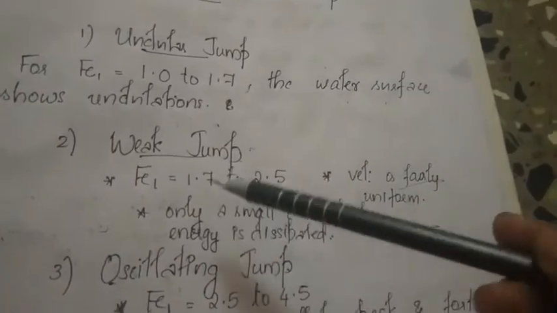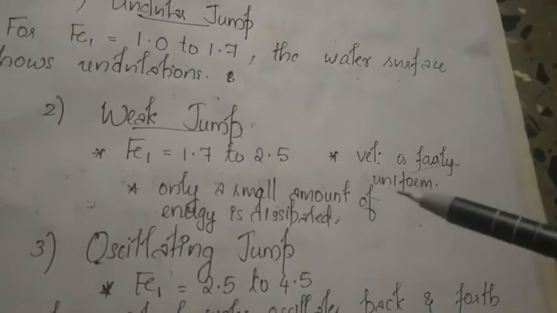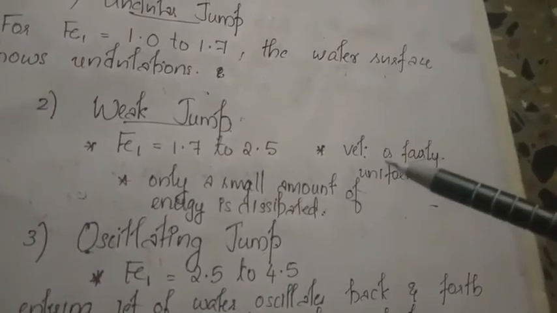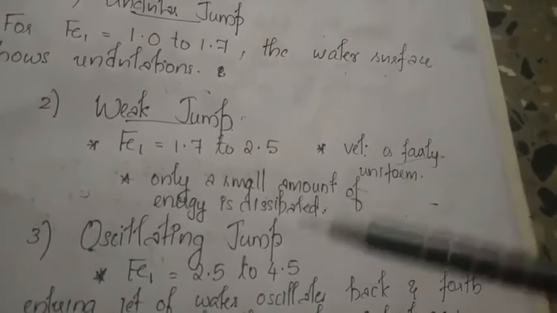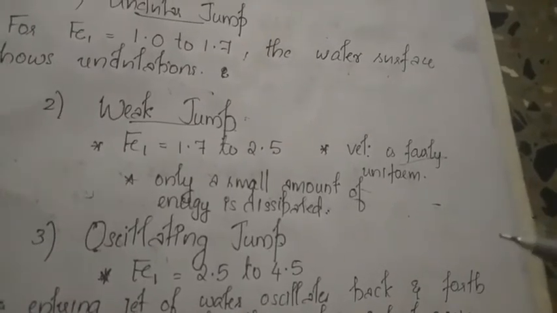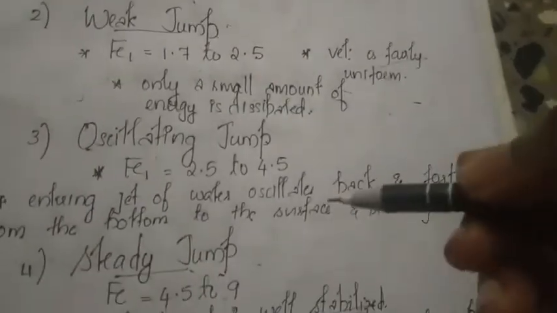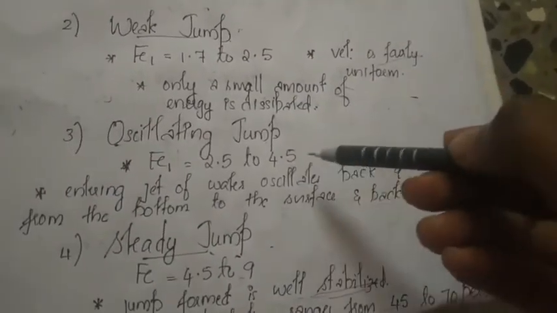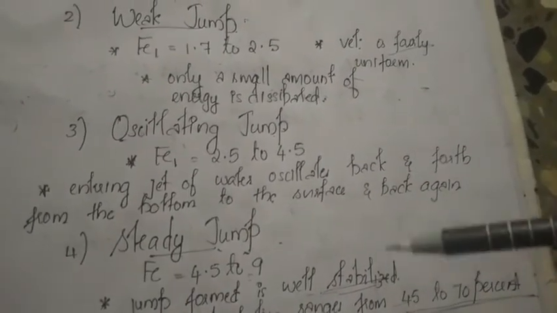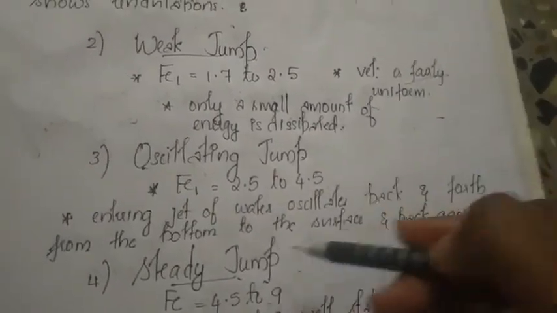Next is a weak jump. Froude number ranges from 1.7 to 2.5, and here the velocity throughout is fairly uniform. Only a small amount of energy is dissipated, and in this case a series of small rollers are formed on the surface, but the downstream side remains quite smooth. Next, the oscillating jump, Froude number equals 2.5 to 4.5, and here the entering jet of water oscillates back and forth from the bottom to the surface then back again.